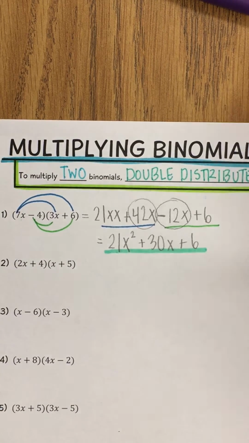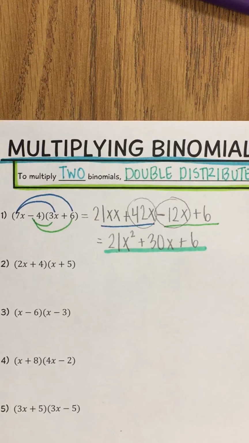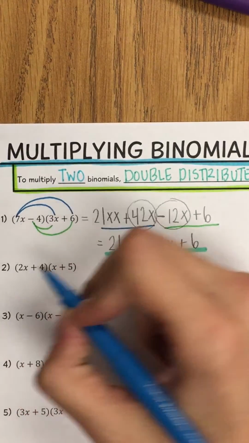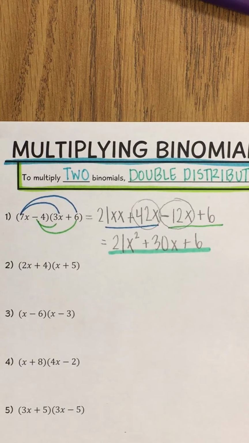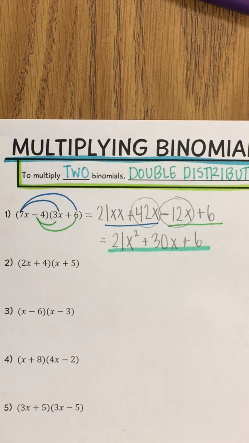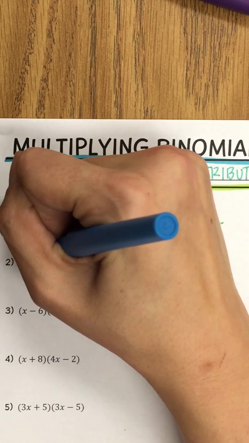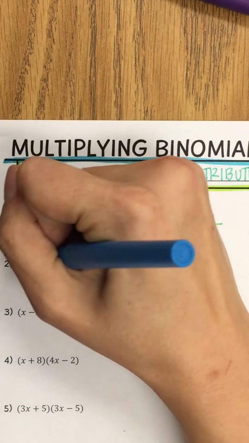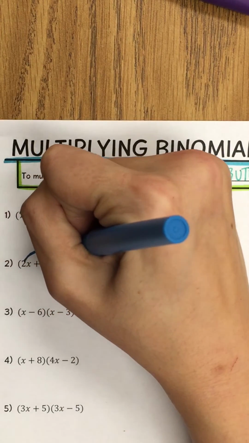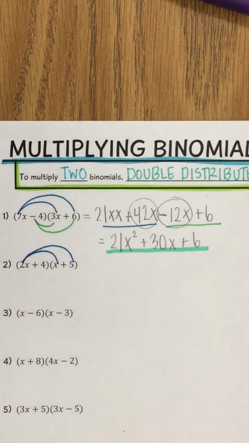All right, next up is number 2. It is the exact same process as number 1. So I'm going to take my marker, and I'm using different colors to hopefully help you guys see where you are getting each term from. So I'm going to draw an arrow from the 2x to the x, and then I'm going to draw another set from the 2x to the 5.